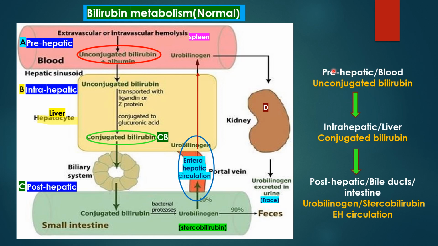So in summary, you have the prehepatic blood where there's unconjugated bilirubin. Then in the intrahepatic phase in the liver, conjugated bilirubin is formed. And this conjugated bilirubin in the posthepatic phase is carried in the bile ducts into the intestine where urobilinogen, stercobilinogen, and the enterohepatic circulation are encountered.